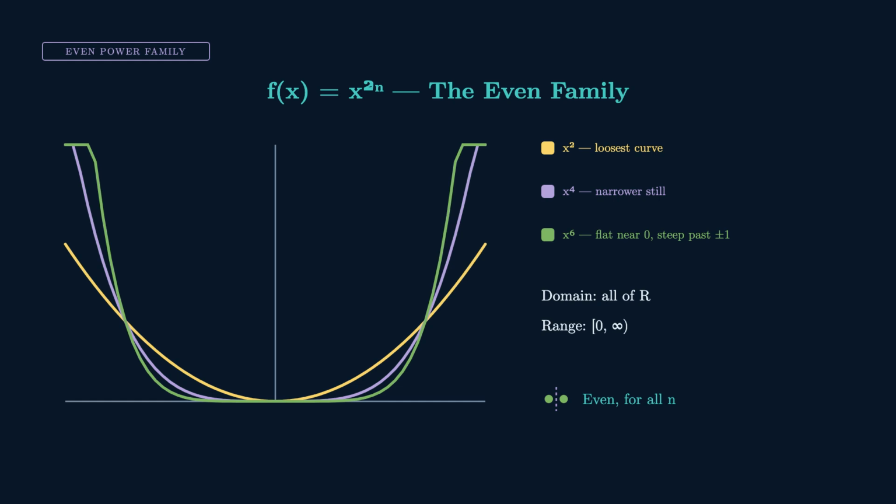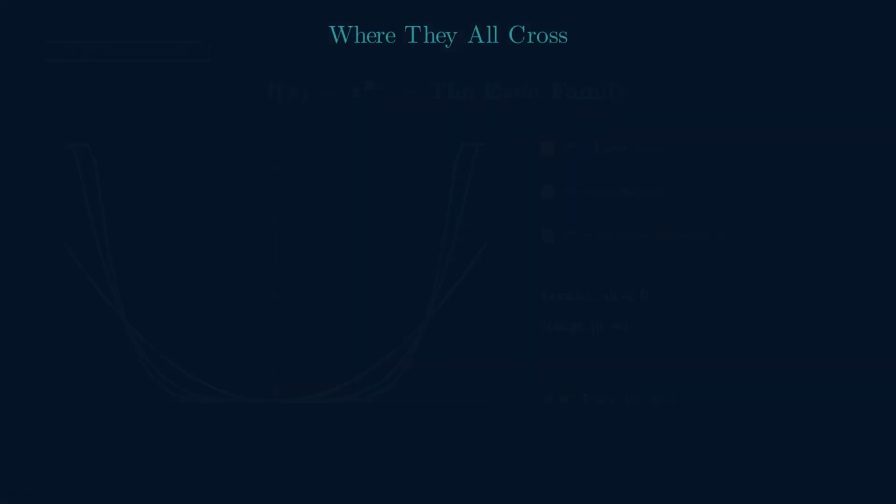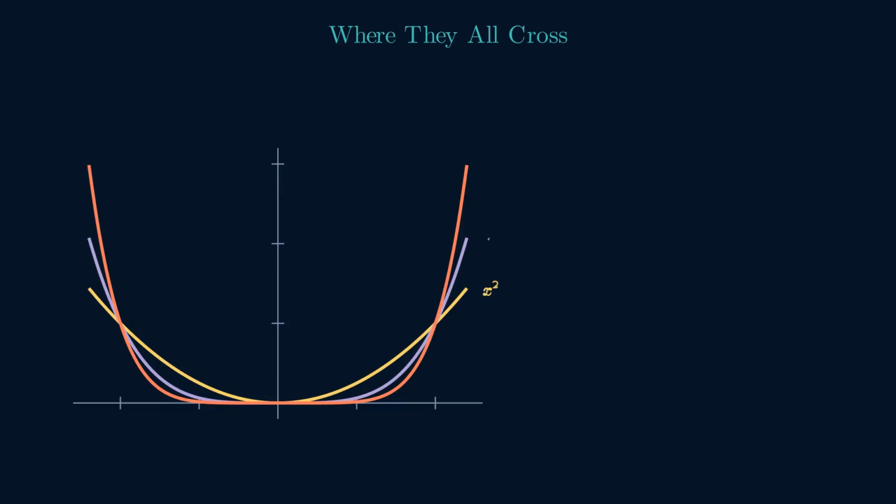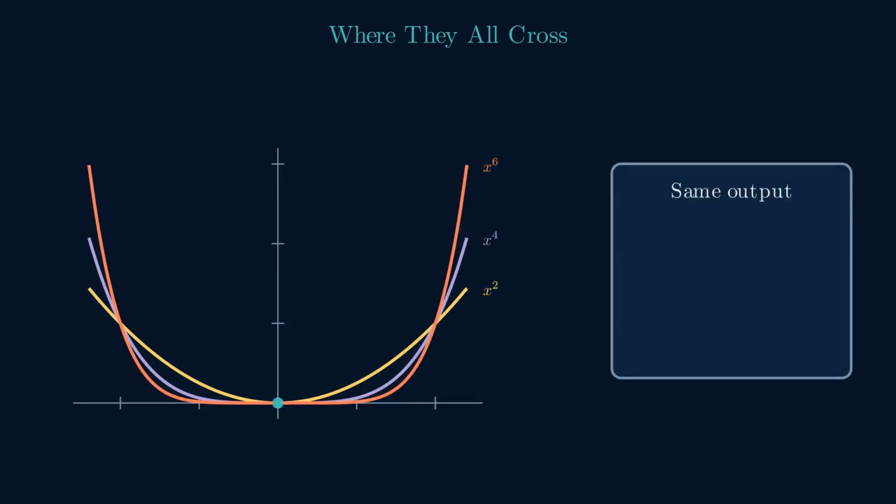What's interesting is where they meet. Plug 0 into any of them, you get 0. Plug in 1, you get 1. Plug in negative 1, and because the power's even, you get 1 again. So x squared, x to the fourth and x to the sixth all cross at exactly the same 3 points, the origin, and plus and minus 1, 1. Between those crossings, they separate.